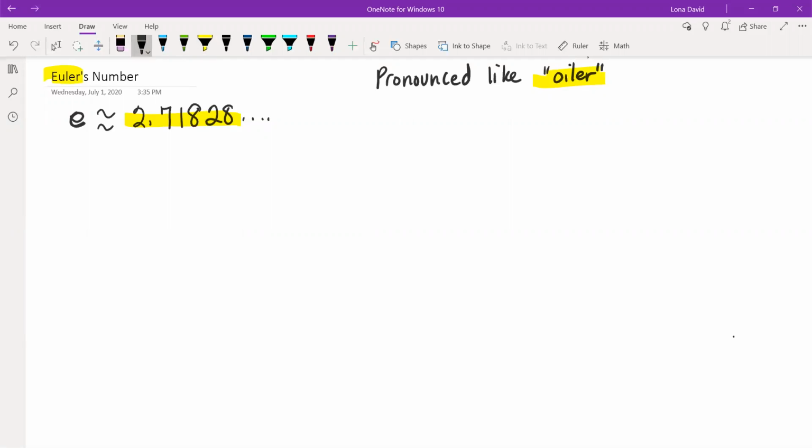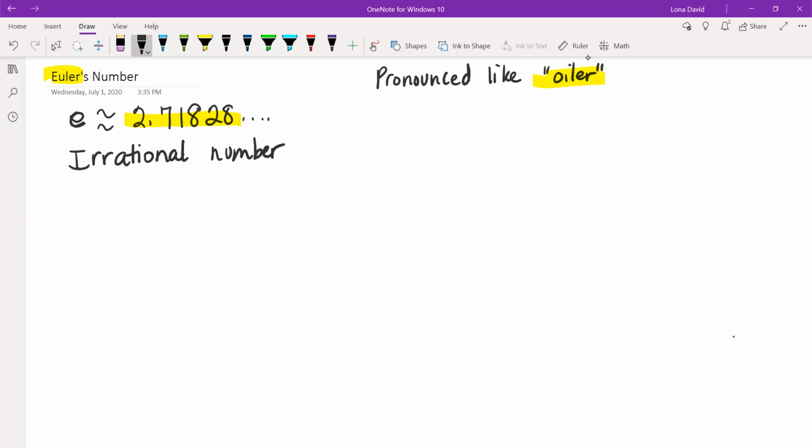And I've written the first few digits of it, but like I said, it's an irrational number. So you can't ever write it as a fraction, and it never ends. You can never really write the whole number. You can just approximate it. So this is the approximate value of that number. I've written it out to 5 decimal places, but it just goes on and on forever like pi does, basically.